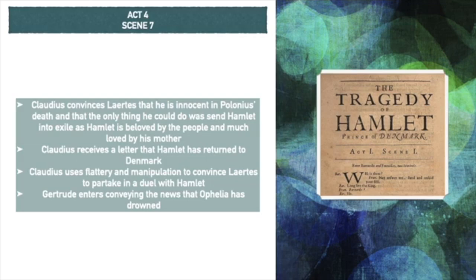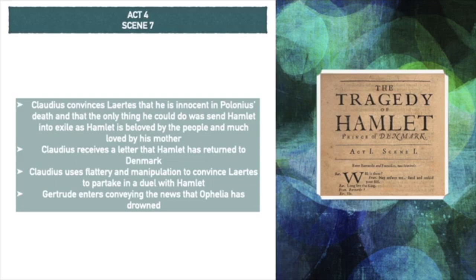Claudius then receives a letter that Hamlet has returned to Denmark, and so he sees this as an opportunity. He uses flattery and manipulation to convince Laertes to partake in a duel with Hamlet. So he uses his manipulative skills once again over here, and he's going to try and get Laertes sort of to fight his battle for him.